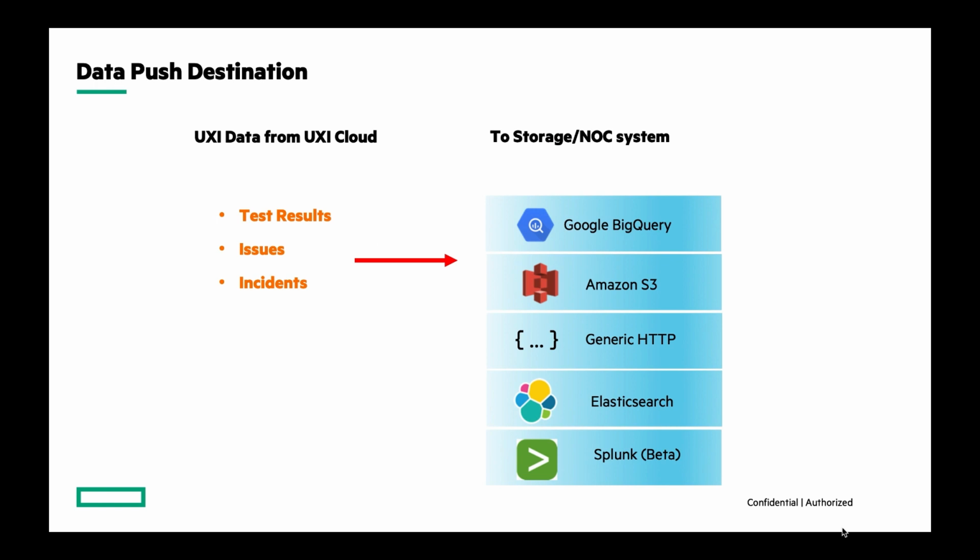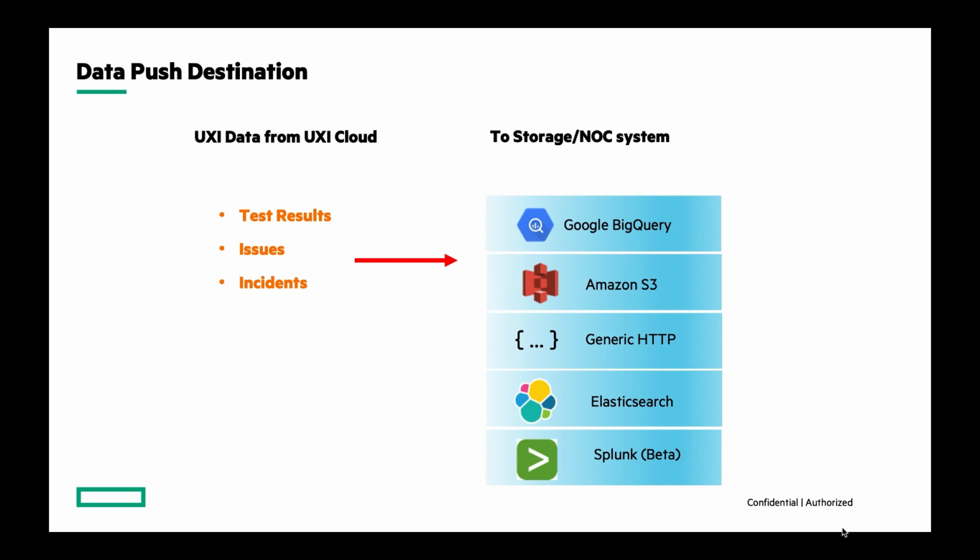Then talking about data post destination, it's been in a while. You can export all the test results, which is nothing but successful tests that sensor runs or agent runs. Then issues are something which, whenever the test fails, you get an issue, and then the incidents are nothing but a collection of issues together.